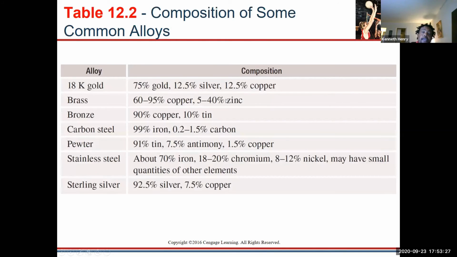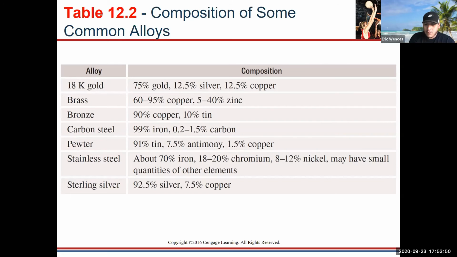Okay, so these are some examples of the most commonly known alloys. So like brass. Brass is just copper and zinc. Bronze, copper and tin. Carbon steel is 99% iron and carbon. Pewter, 91% tin, 7.5% antimony, sorry, and 1.5% copper.